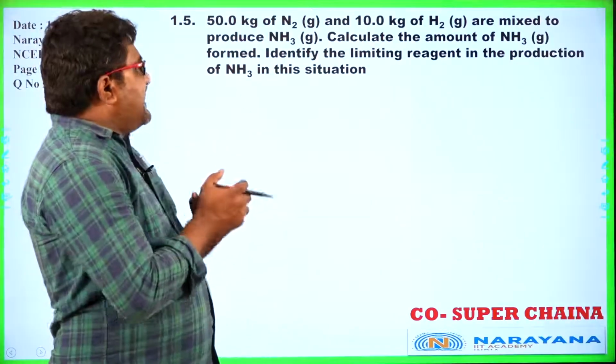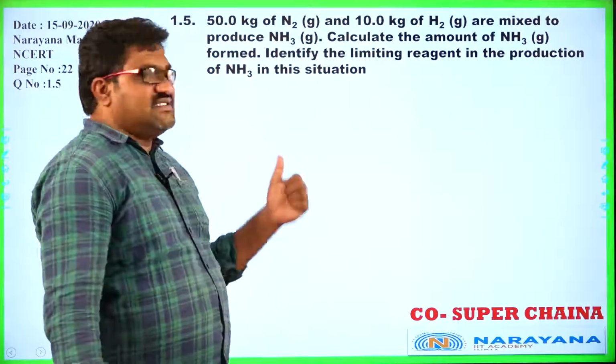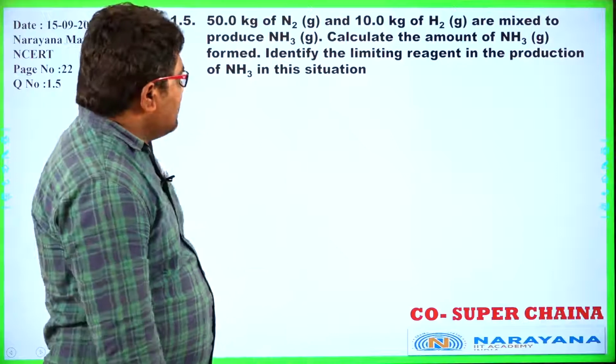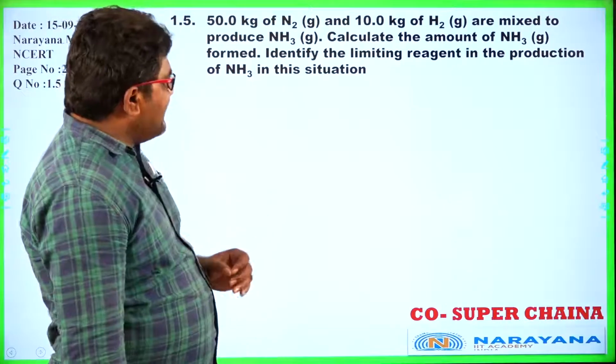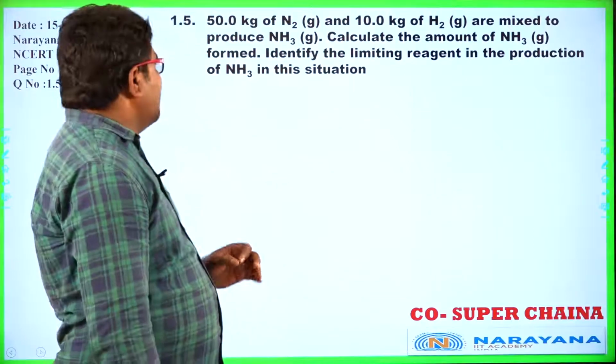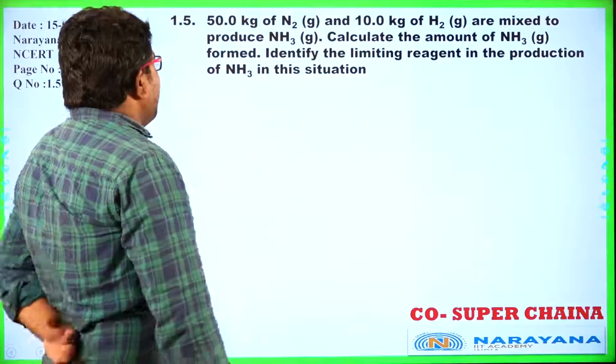Next, 50 kg of N2 and 10 kg of H2 are mixed to produce NH3. Calculate the amount of NH3 formed. Identify the limiting reagent in the production of NH3 in this situation.